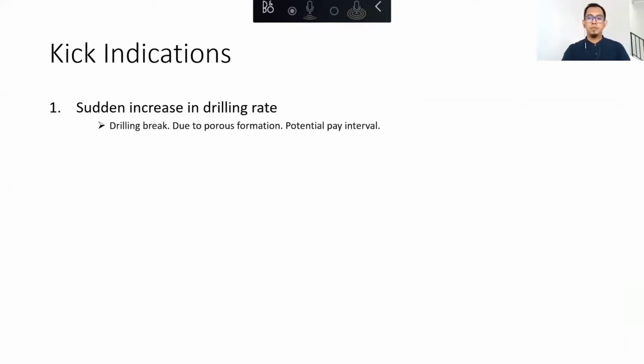There are 5 or 6 kick indications. The first is a sudden increase in drilling rate, or drilling break, due to porous formation, a potential pay interval. Normally, when you find a drilling break, you stop drilling and lift the bit off bottom as soon as possible. You don't want to penetrate through a porous formation because the fluid in that formation might migrate and travel into the wellbore.